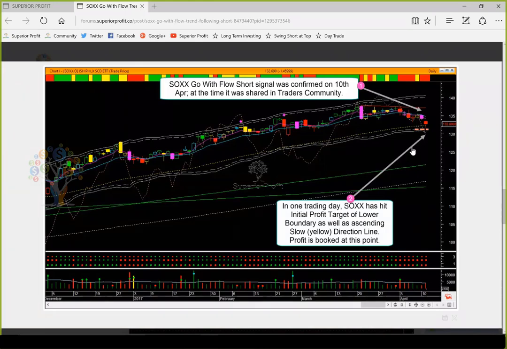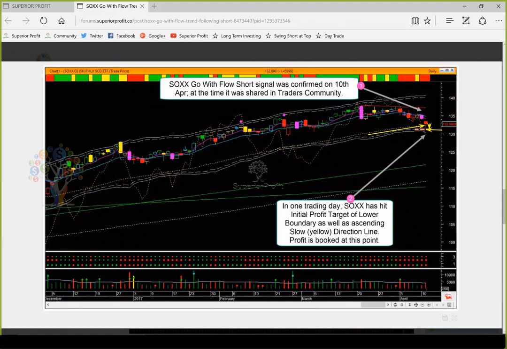But we see here, just 1 day after entry, price hit the ascending yellow direction line and also the lower boundary. It was very close to the lower boundary; the lower tail you can see hit. So I like to place my profit target order with a GTC order, so I don't have to track when that price is hit. By doing that, partial profit, or if somebody likes to book full profit, that would be exited on the very next day.